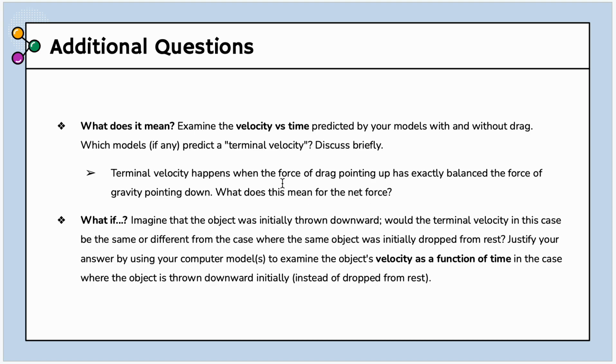And then what if the object was initially thrown downwards? Would terminal velocity be the same or different? I think it would be the same, because again, terminal velocity is just when drag and gravity are equal, so it wouldn't really affect that. When I'm using my computer models to examine the object's velocity as a function of time when it's thrown downwards, the slope is positive, but the terminal velocity would still be the same.